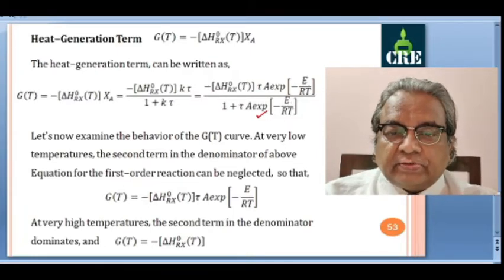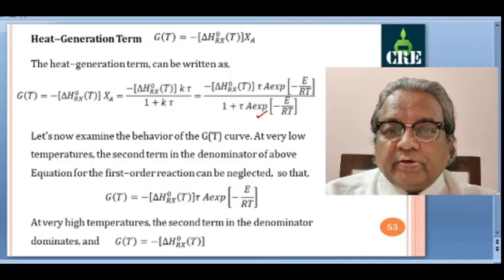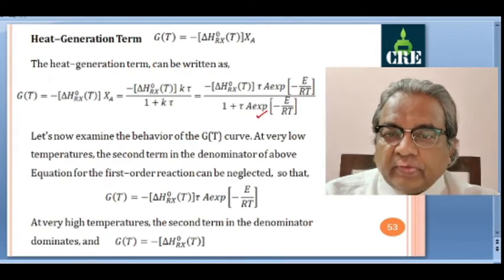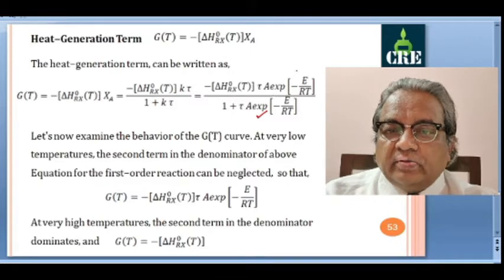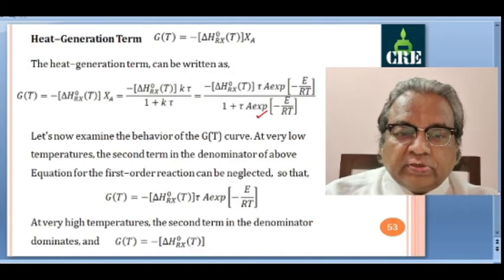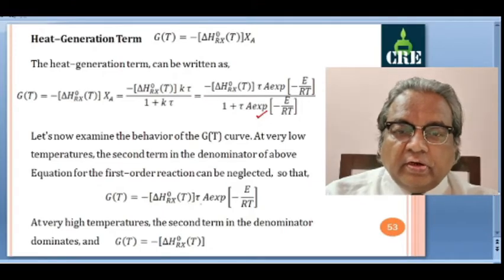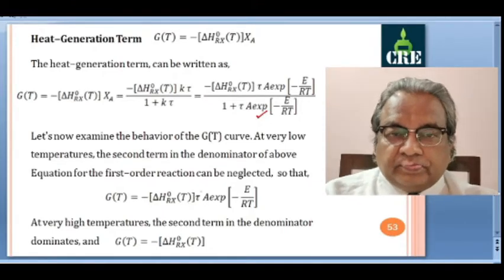At high temperatures, this term will now dominate the scene. So this term will be high as compared to this, so this we can neglect, and then from the numerator and denominator this term will cancel out, and at high temperatures you can say that the generation term is simply the heat of reaction at any temperature T, whereas at lower temperature it is the heat of reaction at any temperature T multiplied by the K tau value.